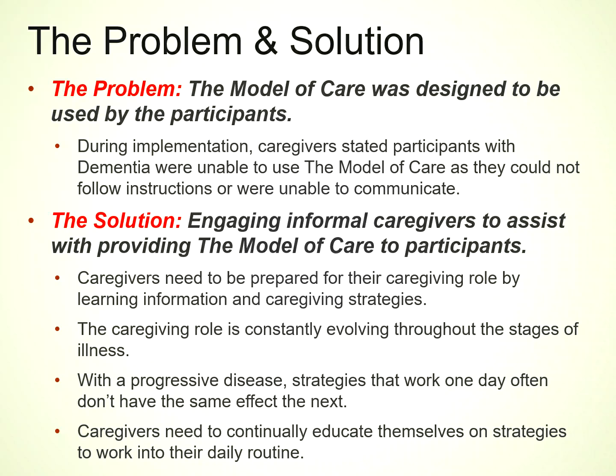So our solution to this was engaging the informal caregivers to assist with providing the model of care to participants. Caregivers need to be prepared for their caregiving role by learning information and caregiving strategies. The caregiving role is constantly evolving throughout the stages of illness with dementia. With a progressive disease like Alzheimer's, strategies that work one day often don't have the same effect the next. So caregivers need to continually educate themselves on strategies to work in their daily routine.